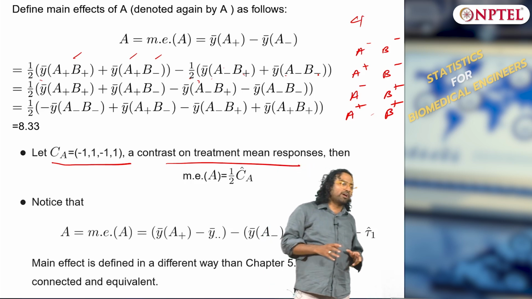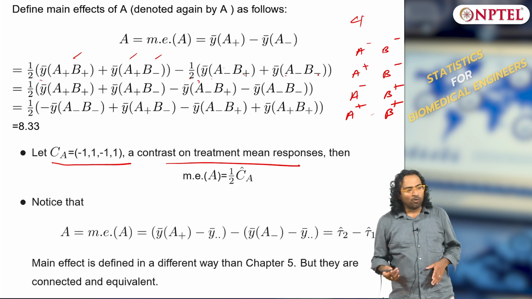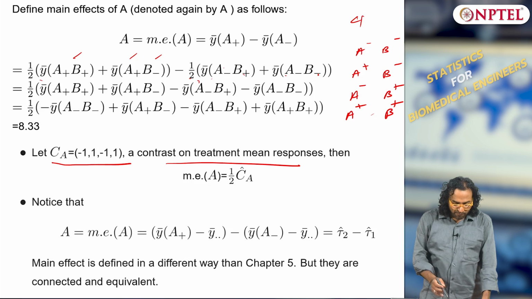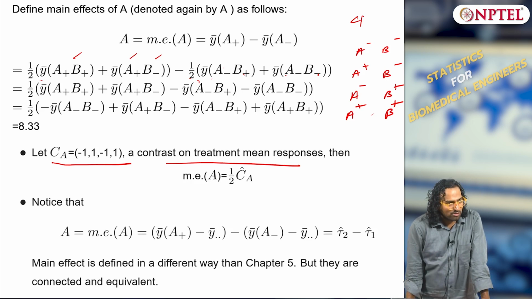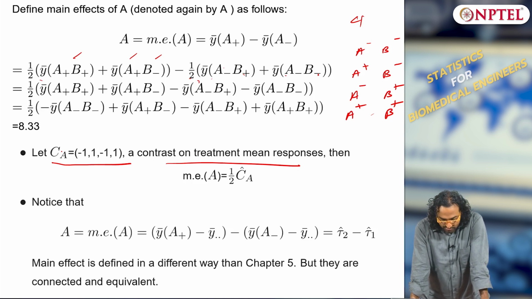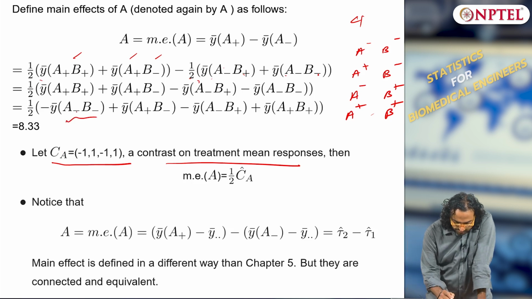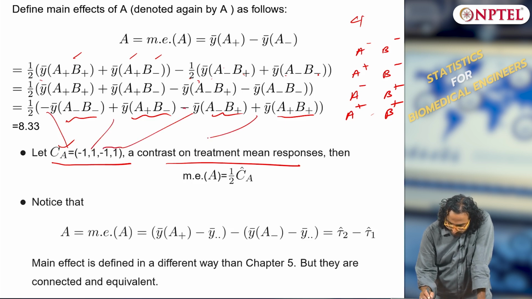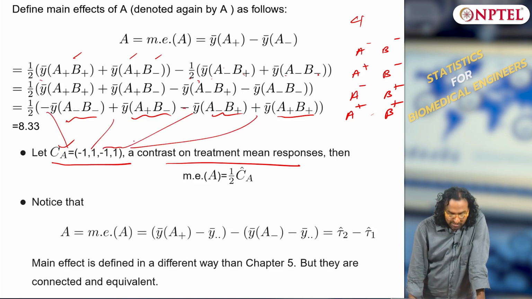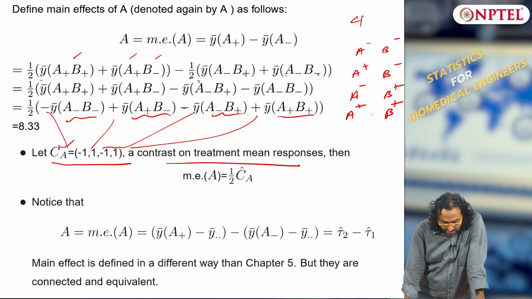So what I am going to smartly represent is, I am going to come up with indices, I mean coefficients, for these 4. The coefficients are either plus 1 or minus 1. So what does this CA, minus 1, 1, minus 1, 1 mean? I have taken the signs, okay, clear. Now this is my coefficient, so the main effect of A is nothing but CA hat divided by 2.